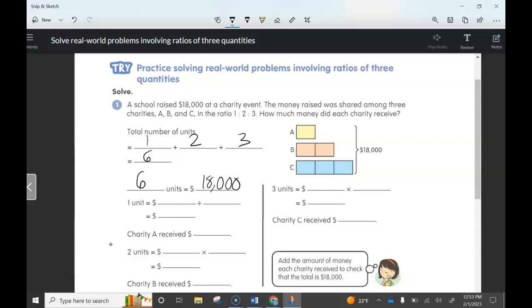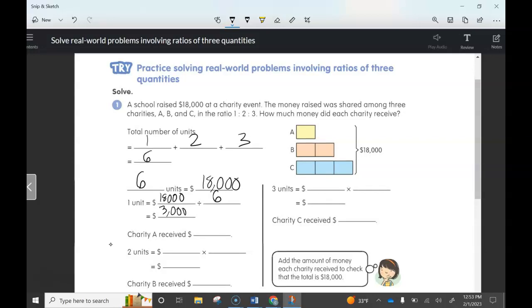Okay, so understanding that 6 units equals $18,000, we're going to figure out how much 1 unit costs. We're going to take that 18,000 and what are we going to divide by? We're going to divide by the amount of units we have because we need to figure out how much is in 1 unit. So 18,000 divided by 6 is going to give us 3,000 per unit.